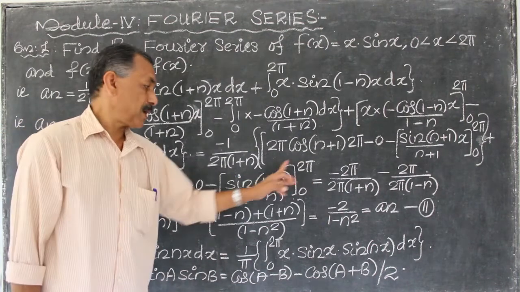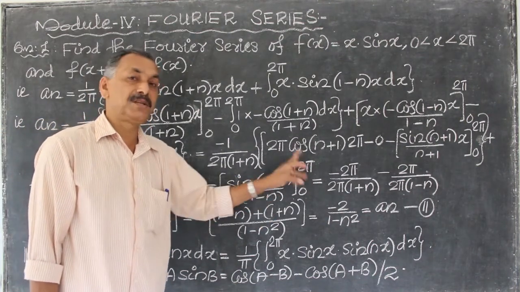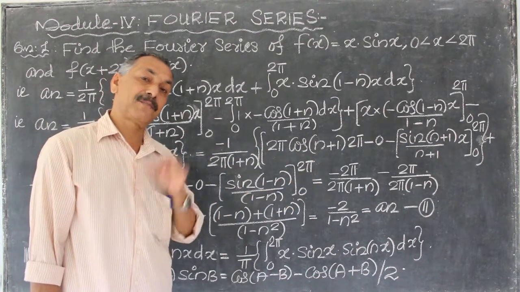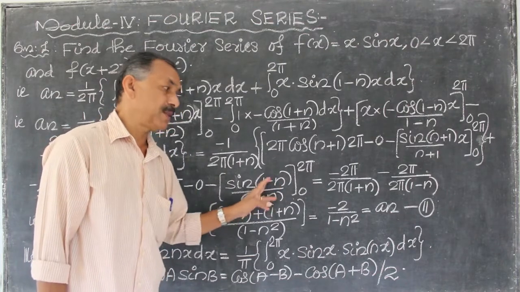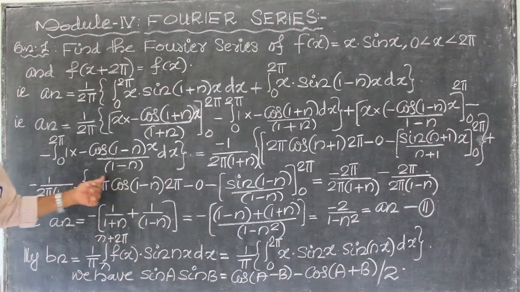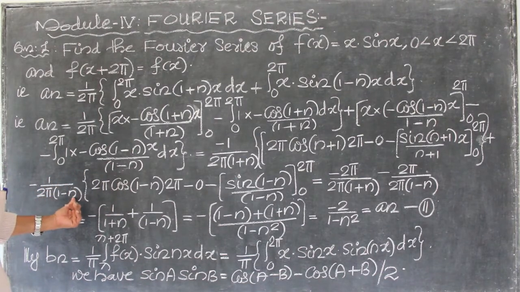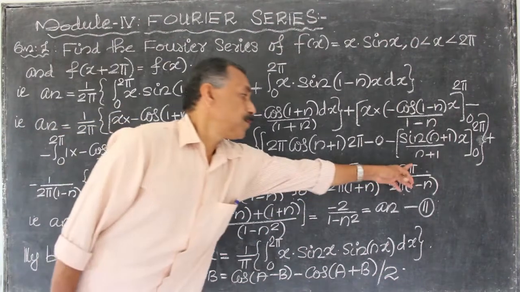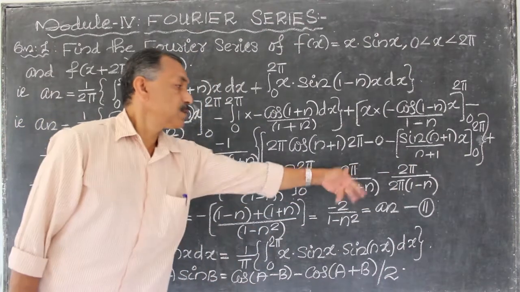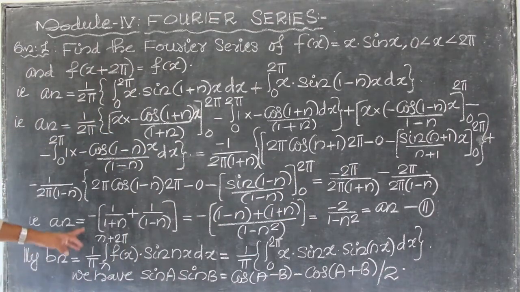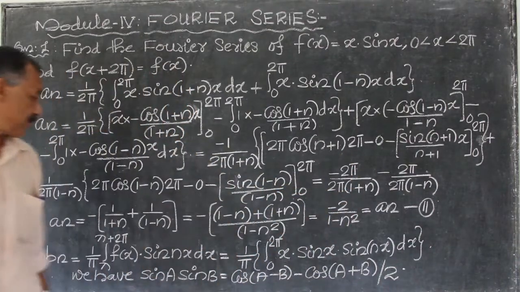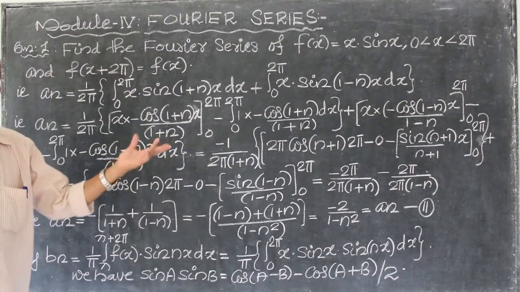This upper limit apply, and (1 minus n) into 2π: sin 2π, sin 4π, sin multiples of π, value 0. Lower limit apply, 0. Then minus 2π divided by 2π into (1 minus n). This is the value, minus 2π divided by 2π into (1 minus n). That is, minus 2π cancel, that is equal to minus 1 divided by (1 minus n).